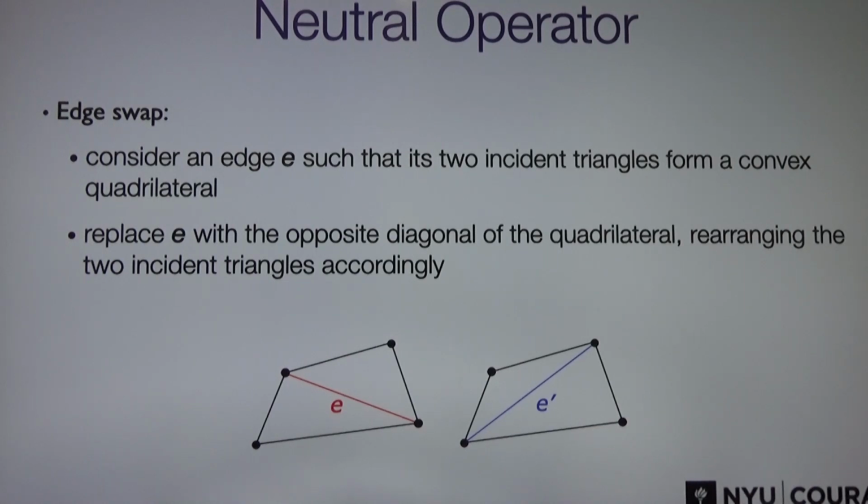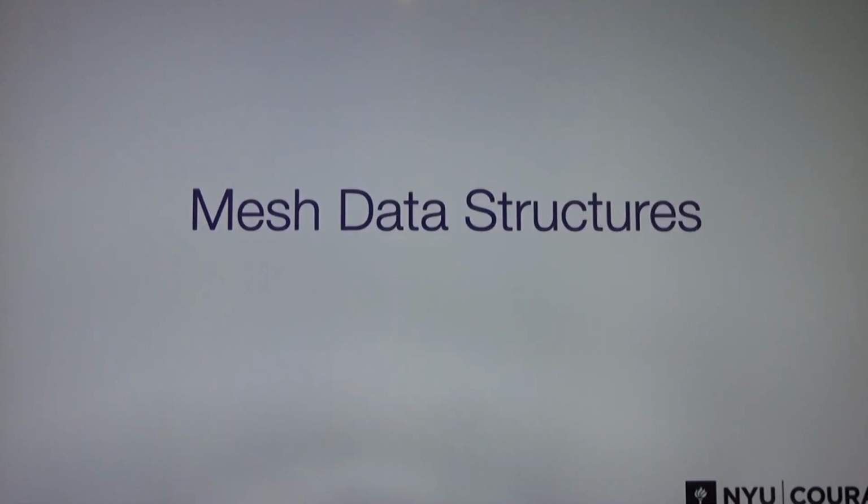This makes sense if you want to preserve sharp features, because imagine that this E dash is actually lying on a corner of a cube. This means you will prefer the blue edge to the red one. Then it makes sense to do an edge swap. And this is a neutral operator in the sense that it doesn't modify the number of polygons in the mesh. So those are the basic operations that we would like to do with meshes.